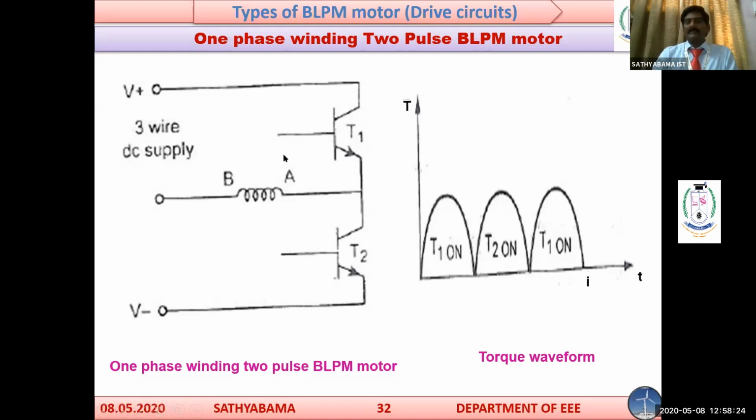Thank you very much. With this, we are completing this PMBLDC motor. In this topic, we have discussed the constructional details, comparison of electrical and mechanical commutators, rotor position sensors, applications, advantages, controller circuits, then the EMF equation and torque equation. Thank you very much.